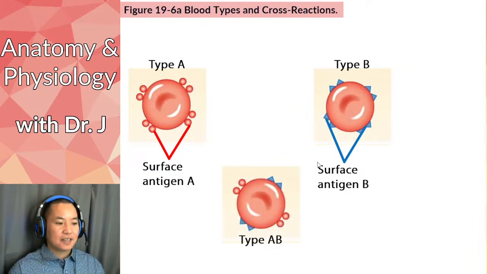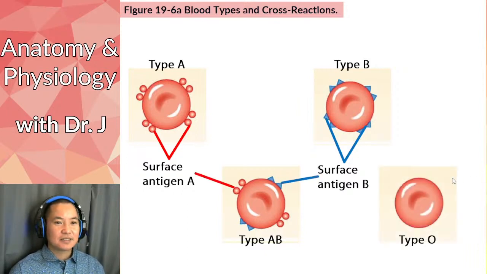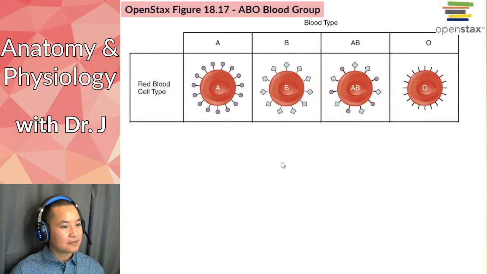So people with type AB have a mixture of these A and B antigens. And then people with type O, and this is where the OpenStax is a little better than Martini, because the Martini version implies that there are no antigens, but that's not quite true. Type O just means a lack of A or B antigens. And this is why I think the OpenStax is a little better, because it's just saying, yes, it just has a lack of A and B.